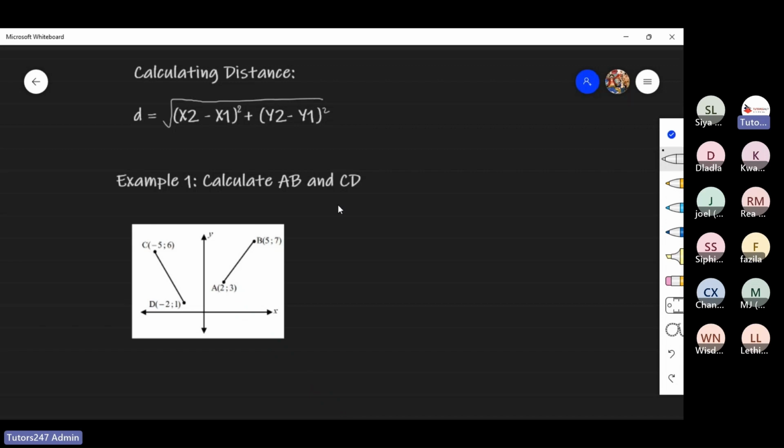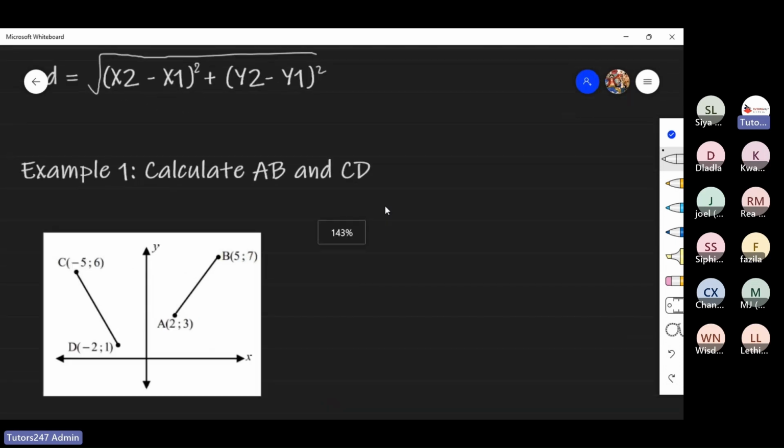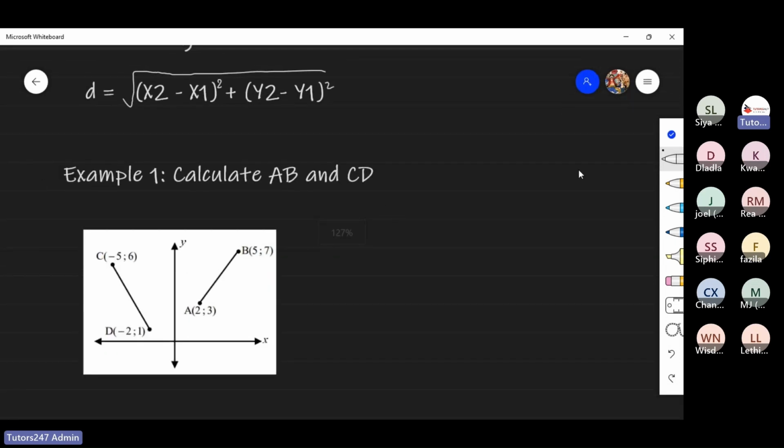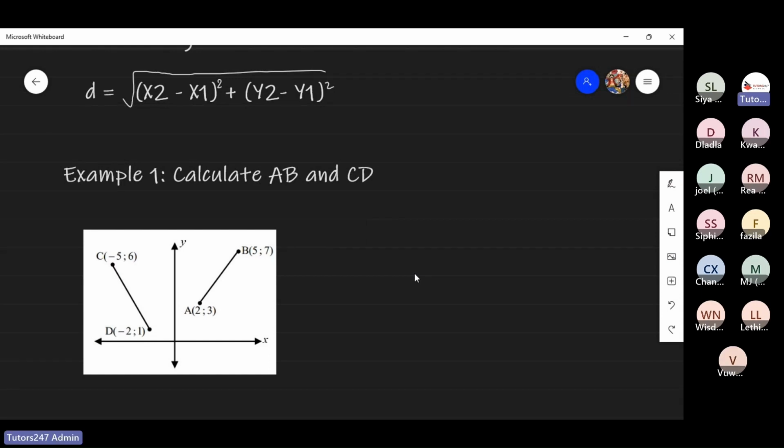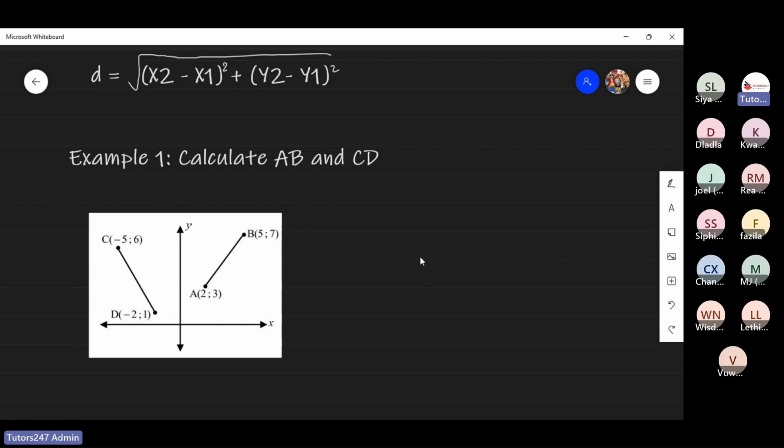You can find this formula at the back of your question paper should your teacher wish to give it to you. And if your teacher is not willing to provide you with the formula sheet, then you would have to memorize it. So let's look at our first example. We've got example 1, calculate AB and CD.